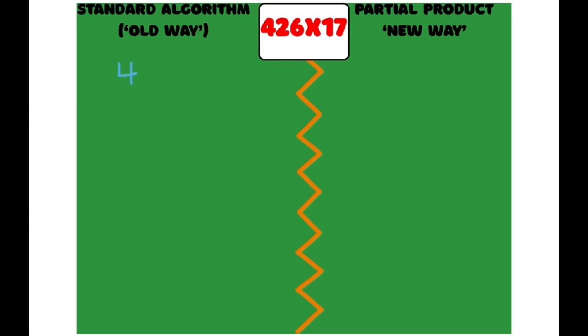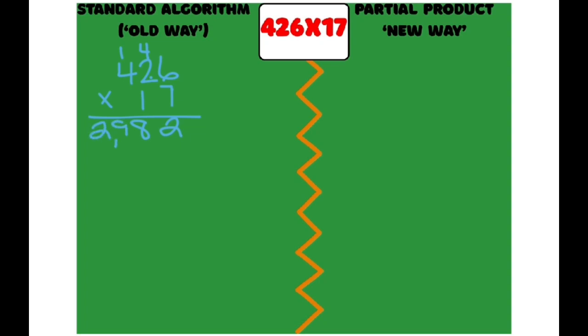I am going to solve the first step of standard algorithm by just looking at the ones place. So 6 times 7 is 42. Drop my digit in the ones place, regroup in the tens. 7 times 2 is 14, plus 4 is 18. Do some more regrouping. 7 times 4 is 28, plus 1 is 29.